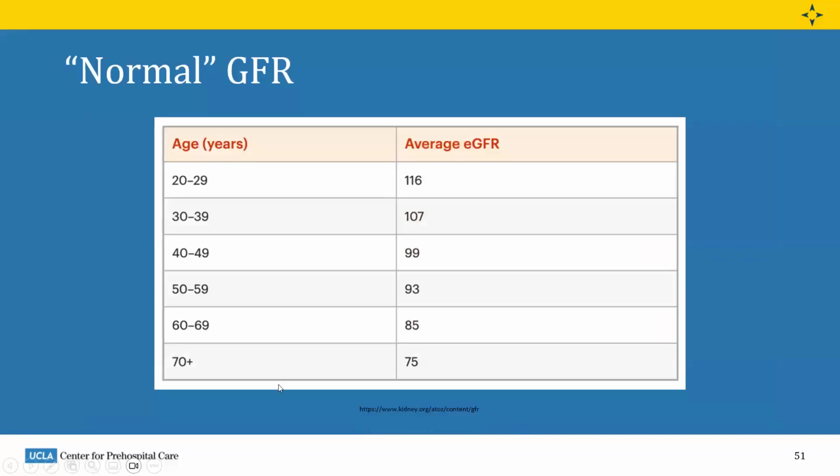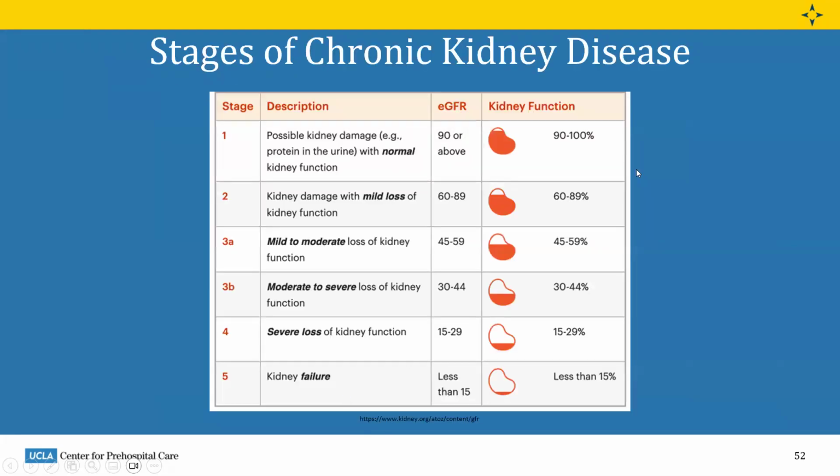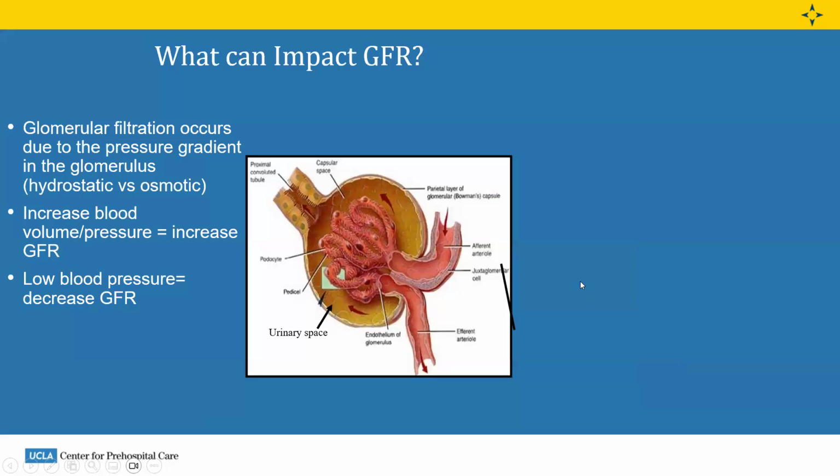This is another chart, and it shows that age does influence your typical filtration rate as well. And then this just shows that if you're in that pretty normal range, 90 to 120, what the kidney function should be. And then as we decrease our filtration rate, we're showing that we have less and less kidney function, leading to kidney failure. So what can impact glomerular filtration rate?